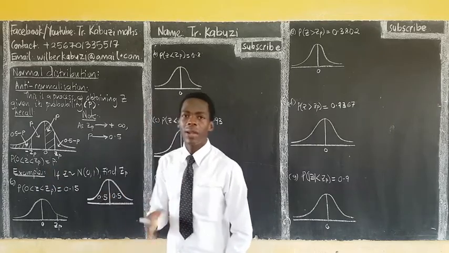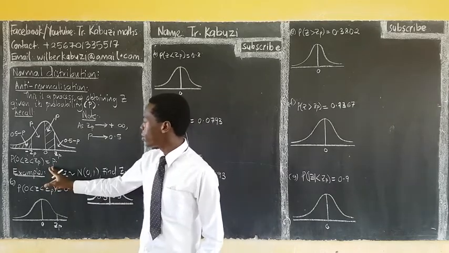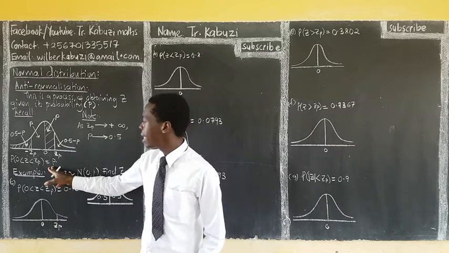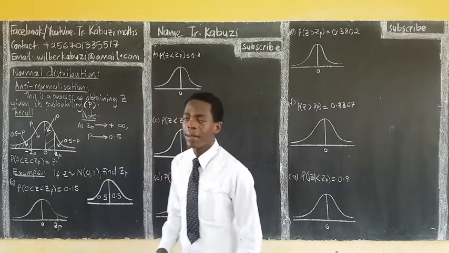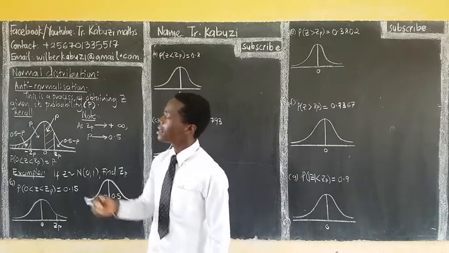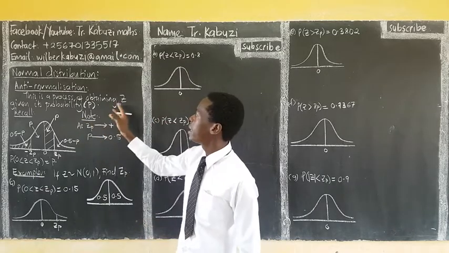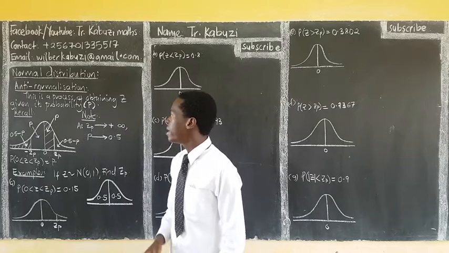But now the case we are going to see is, now they are going to give us this probability, and then they ask us to get this z value that is giving us that probability. That's what they call the anti-normalisation. It's a process of obtaining z, given its probability p.